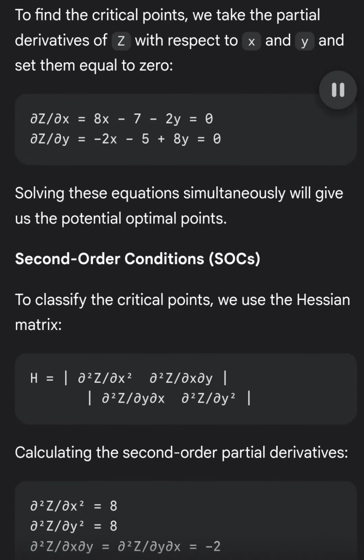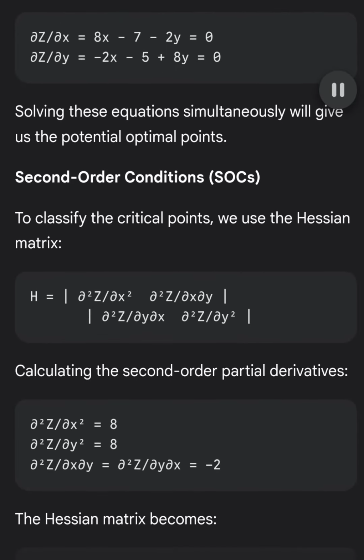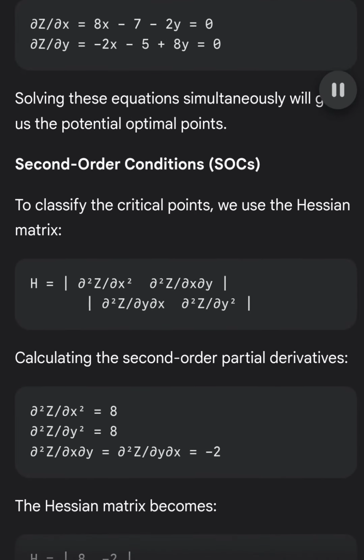Second order conditions, SOCs. To classify the critical points, we use the Hessian matrix. H equals the matrix of second partial derivatives: partial squared z over partial x squared, partial squared z over partial x partial y, partial squared z over partial y partial x, and partial squared z over partial y squared. Calculating the second order partial derivatives.